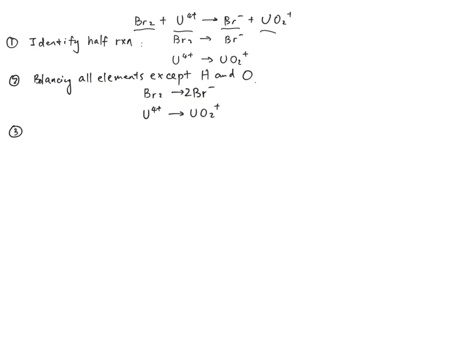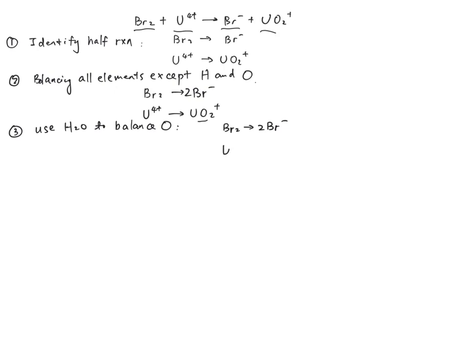Number 3. Use water to balance oxygen. Now, of course, after step number 2, you see that our bromine is balanced, our uranium is balanced. The only thing that's not balanced yet is the oxygen contained in the UO2 plus ion. So for the first half reaction, there's nothing to do there. You don't have oxygen involved in here, so obviously you don't have to bother.